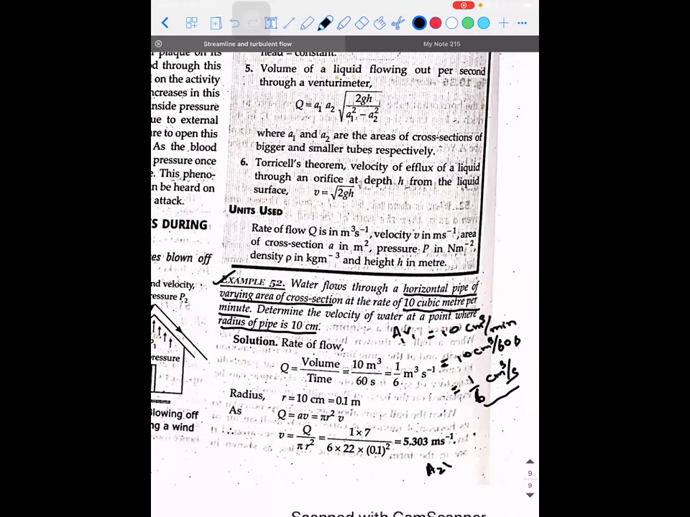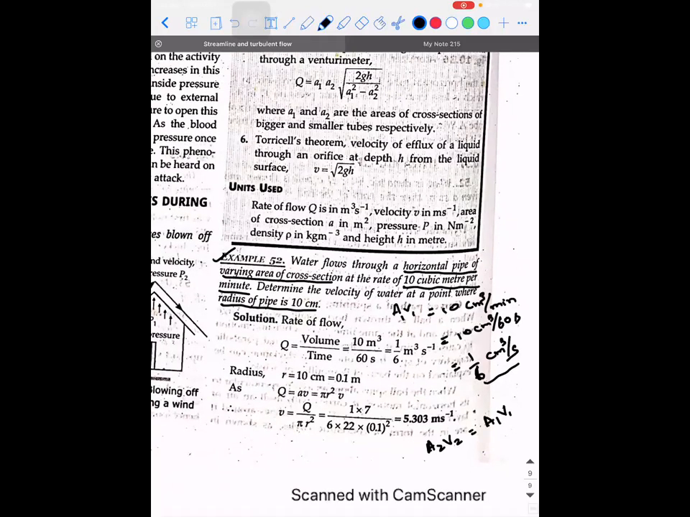So A2V2 is same as A1V1. So A2V2, pi R2 square into V2, is equal to A1V1, which is 1 by 6 centimeter cube per second. So what is the value of R2, guys? 10 centimeter. So substitute 10 here, substitute all the values, then you can find what is the value of V2.